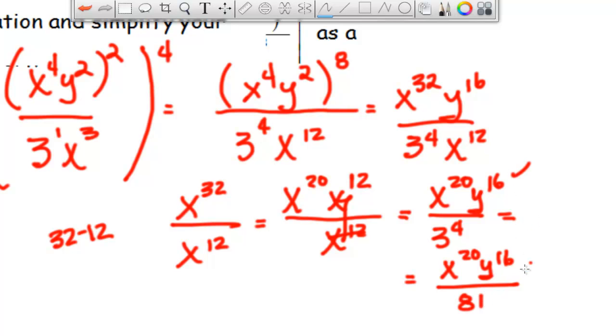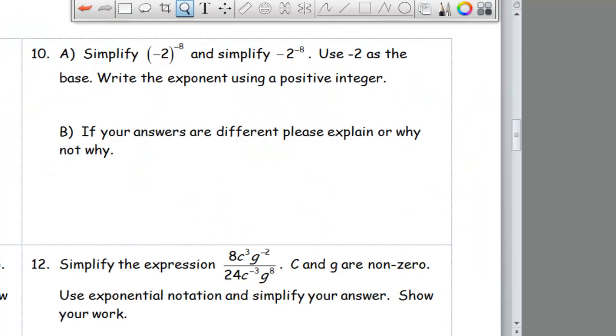So that answer would be okay, and that answer would be okay. Okay, another problem that I was asked to do was number 10, and it says simplify in parentheses a -2 raised to the -8 and simplify a -2 raised to the 8th. Use -2 as the base, write the exponents using a positive integer. And if your answers are different, please explain why or why not.